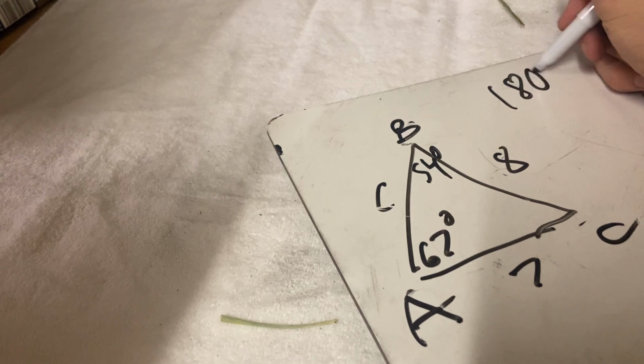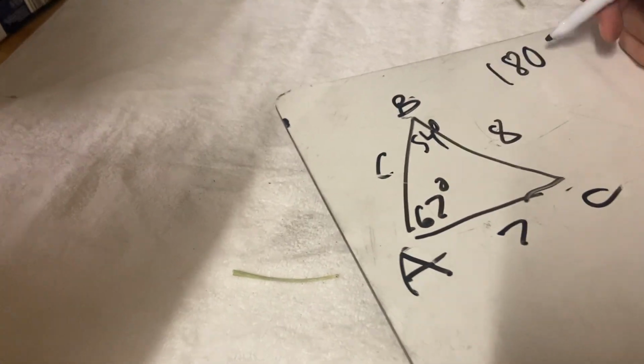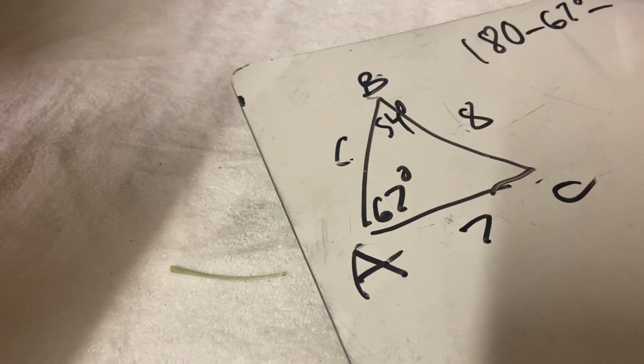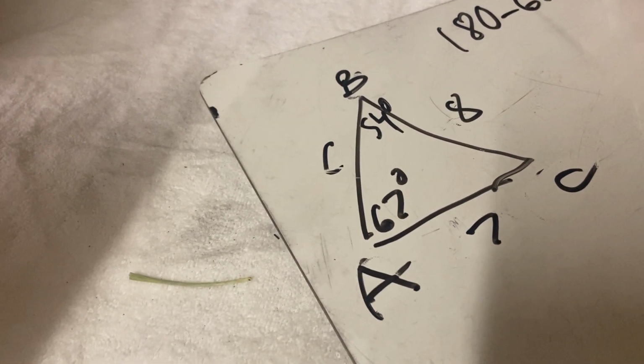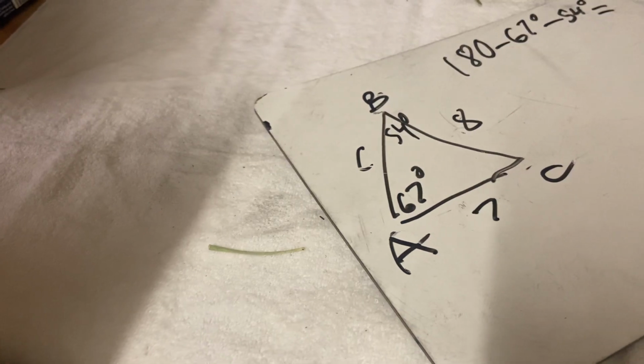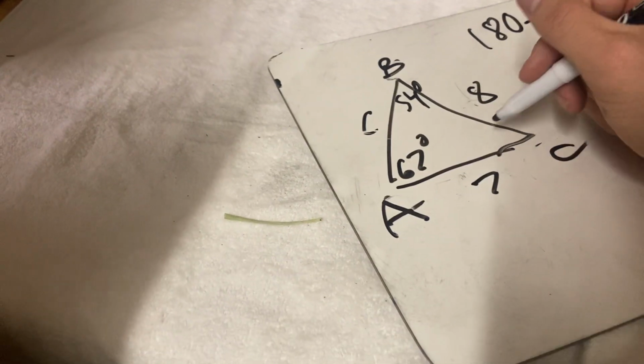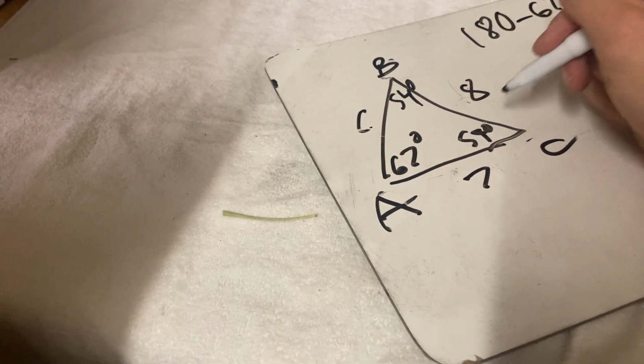All right. So, of course, all the angles have to add up to 180, right? But since we have these two values, let's try subtracting them. So 180 minus 67 degrees minus 54 degrees would equal 59 degrees. Okay, that's uppercase C.